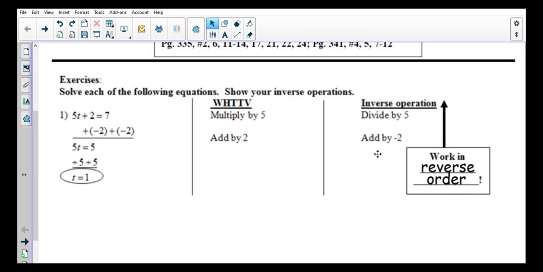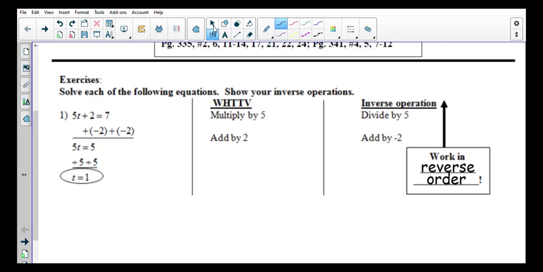Now, when we go to solve, though, we're actually going to work in reverse order, and you'll want to fill in those blanks in your guided notes. So we work from the bottom to the top here. So we undo what was done last to the variable. The last thing that I did to the variable t was I added 2. That's the first thing that I'm going to undo. So I'm actually going to begin by adding -2.